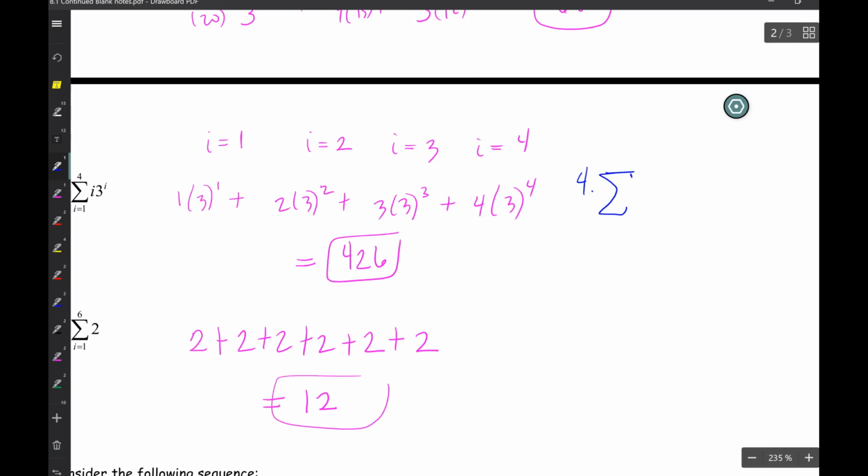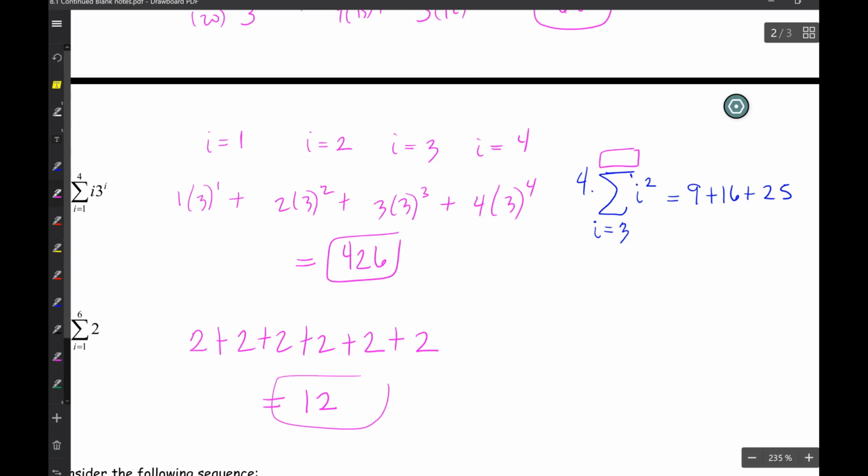If I give you this, and I say you start with i equal to 3, and the formula that's generated is i squared, and the terms are 9 plus 16 plus 25, what would have to go here? Would it be 3? Would it be 6?